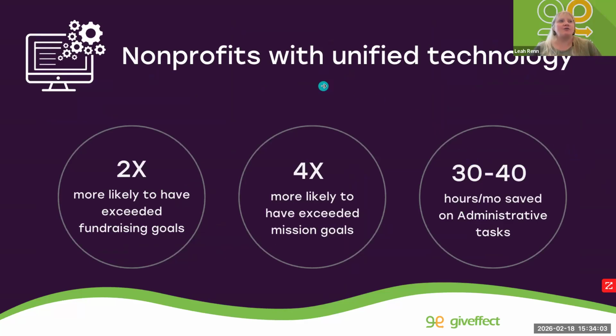So we've seen over and over again, and these are data points that are impactful, right? So 2 times more likely to exceed your fundraising goals when you have a unified system. 4 times more likely to actually exceed your mission goals, right? That's the whole reason you're there. That's the whole reason we're here, is to support you in providing all the services that you provide to your community. And then 30 to 40 hours a month saved in administrative tasks with a unified system, right?